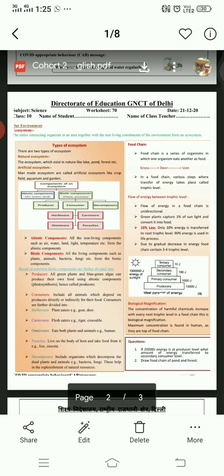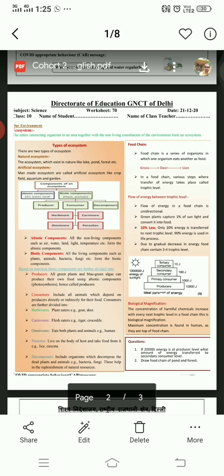In a food chain, the various steps where transfer of energy takes place are called trophic levels. Each organism exists on a trophic level. Grass is a producer, so grass is on the first trophic level, T1. Deer feeding on grass exists on the second trophic level, T2, and lion is on the third trophic level. So each step where energy is transferred from one organism to another is known as a trophic level.